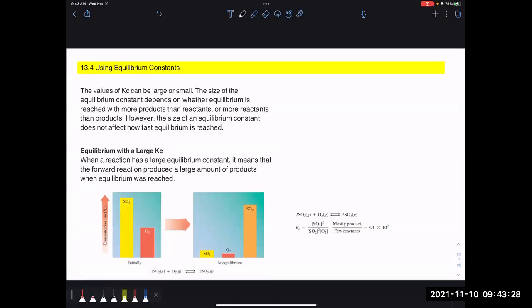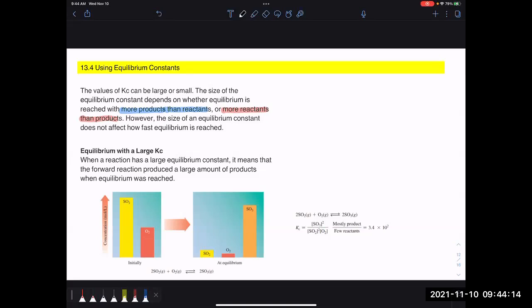So we can use these equilibrium constants, like I mentioned, to determine whether or not we're going to be product or reactant favored. So the values of Kc can be large or small. They can be really large or they can be really small. And the size of the equilibrium constant depends on whether we're favoring more products than reactants or more reactants than products. But the size of the equilibrium constant does not affect how fast equilibrium is reached. It just says that's where we're going to end up. It says nothing about how long it's going to take to get there.